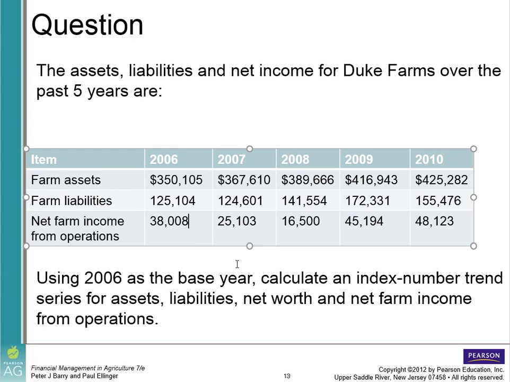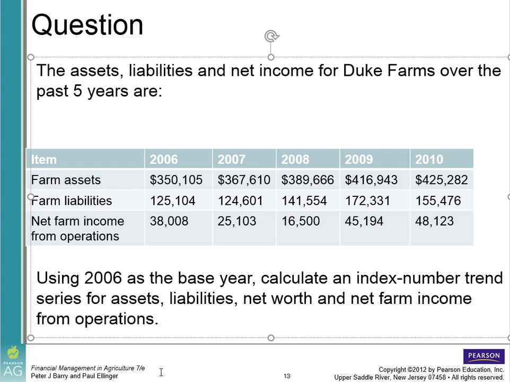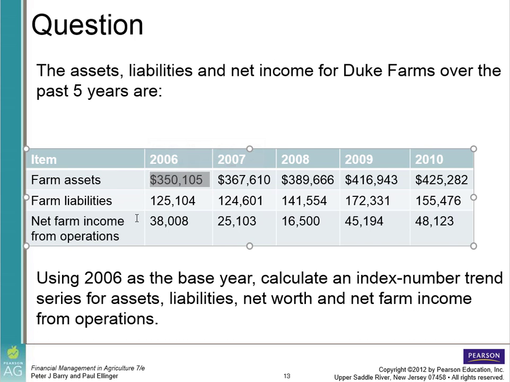Okay, now notice again, you can pause the video and do it on your own, but remember what the question is asking you. Calculate an index number trend series with 2006 as your base year. Okay, so think about what you're doing. All you're doing is using the value in the current year divided by the value in the base year times 100. I hope you can do this on your own, but let's go ahead and complete this table.